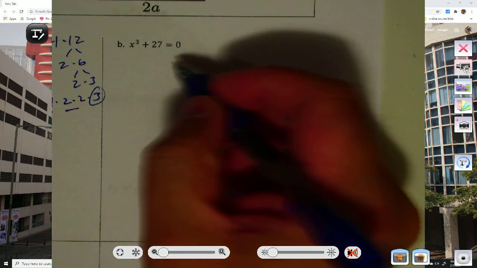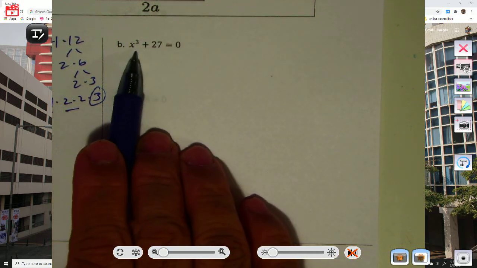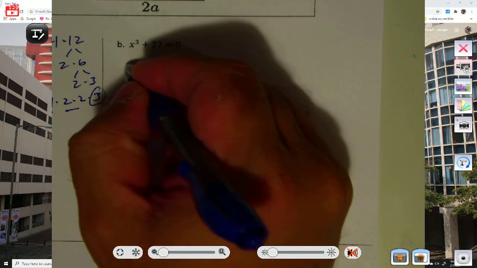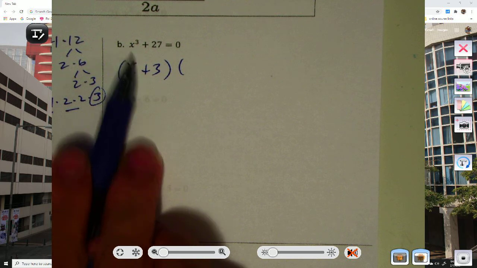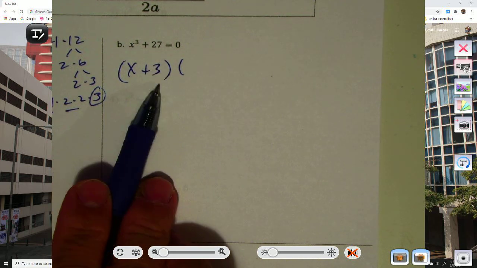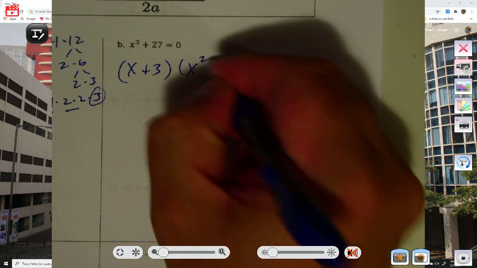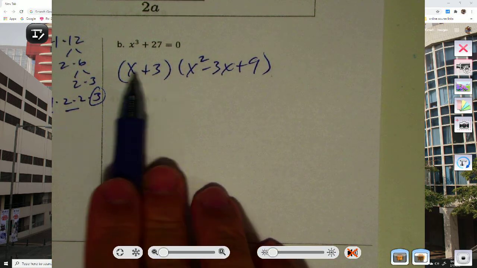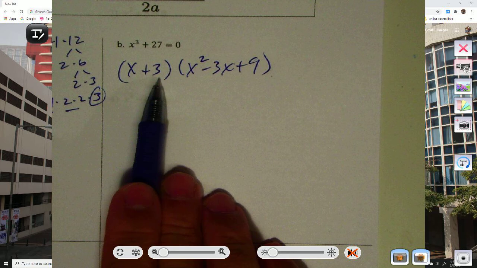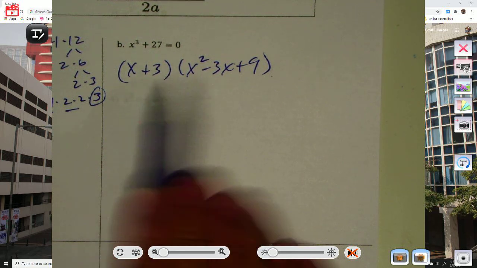This is a sum of 2 cubes, so this is going to factor. Also, note that the exponent is higher than 2, so we have to factor this. That's going to be x plus 3. The cube root of x cubed is x, the cube root of 27 is 3. It's whatever is being raised to the third power. Then it's x squared minus 3x plus 9. That's the pattern that we learned last week. Square the first term, multiply those two and change the sign, so that's 3x, and then square the second term and add it.